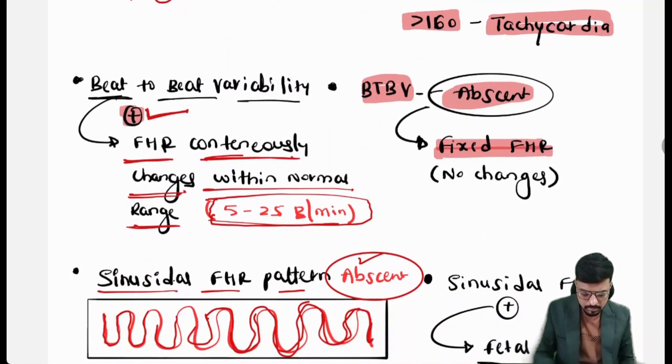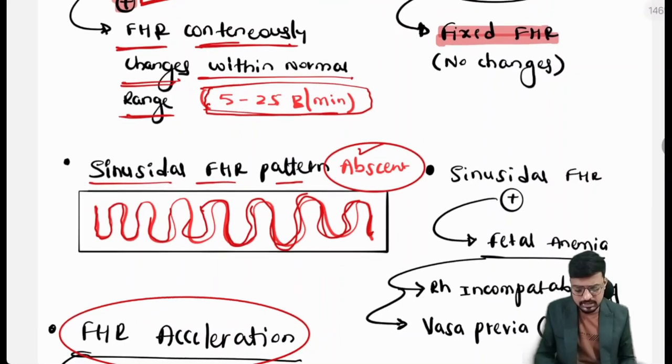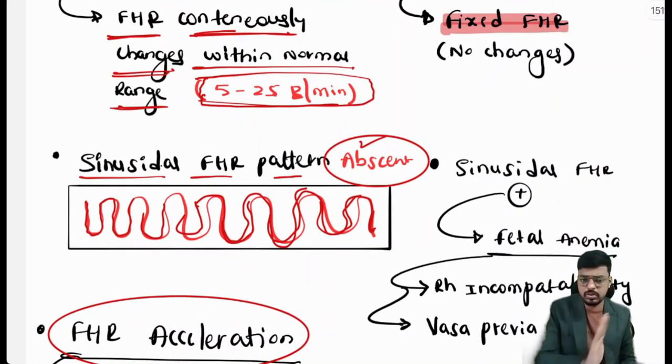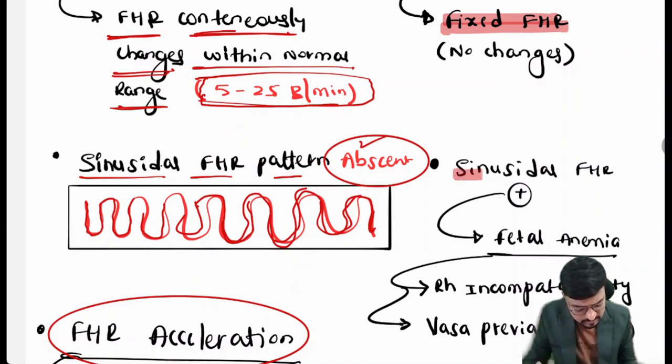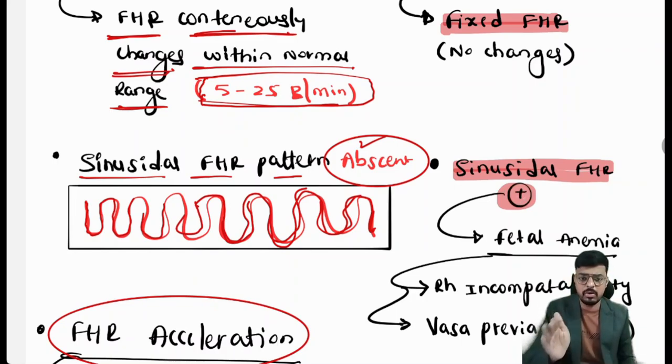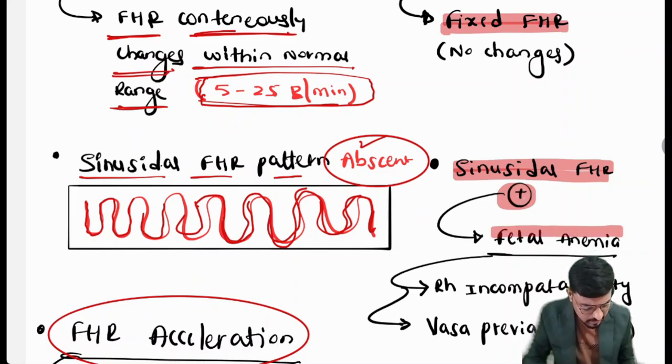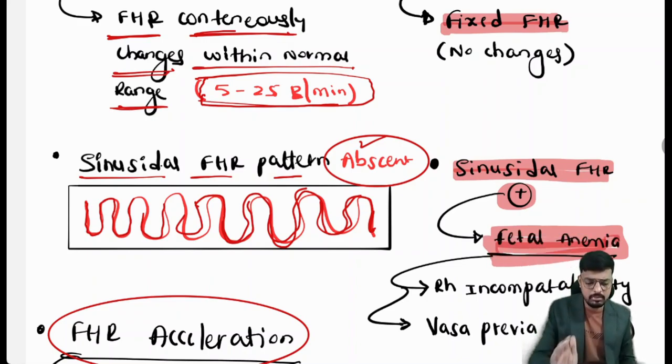Then, as I told, the sinusoidal fetal heart rate pattern should not happen in a normal fetus. It should normally be absent. If this sinusoidal fetal heart rate pattern is present, that is abnormal. That clearly indicates the fetus is suffering with anemia, fetal anemia.